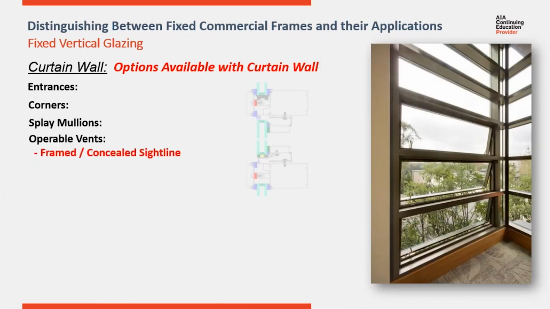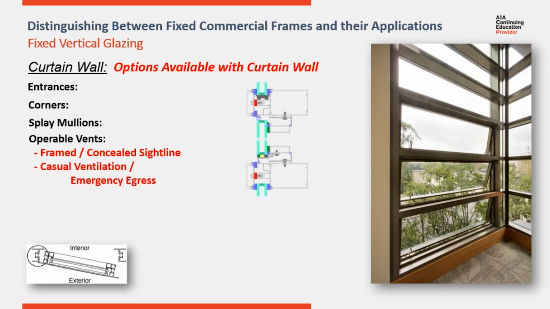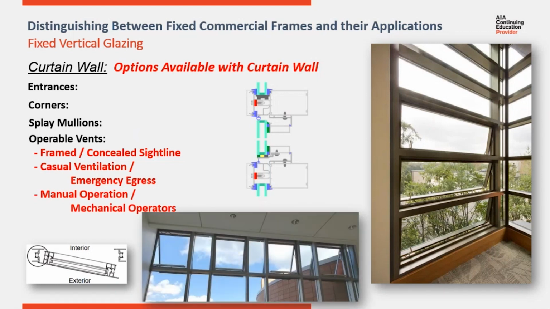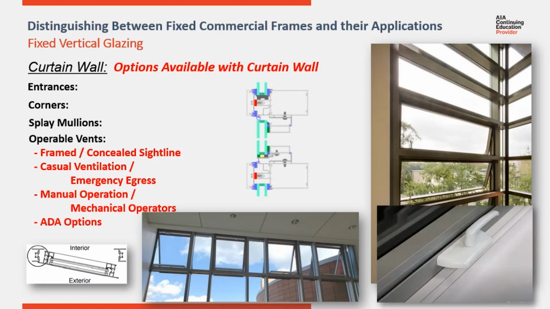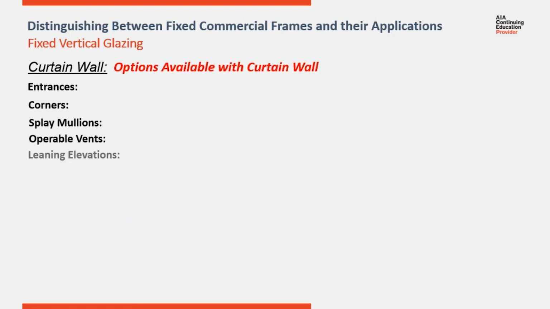Natural ventilation is a big driver in sustainable design. Operable vents are easily integrated into curtain wall applications. These can be traditional framed units or concealed sightline units. They can be manually operated or have mechanical operators to open them. Some operators, such as you see here, comply with ADA requirements.